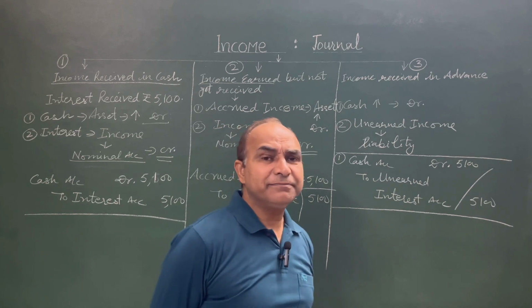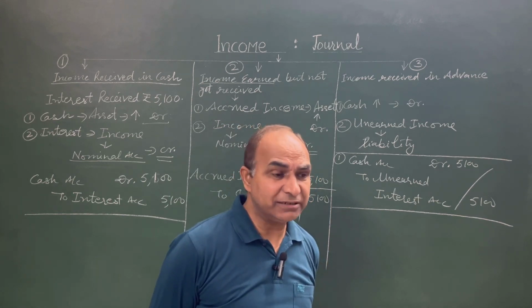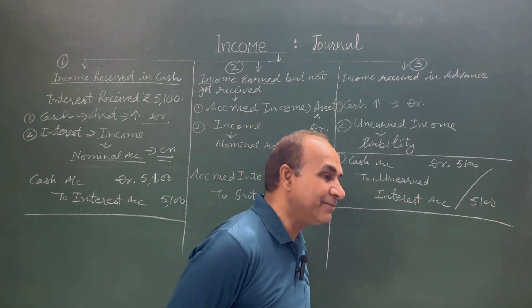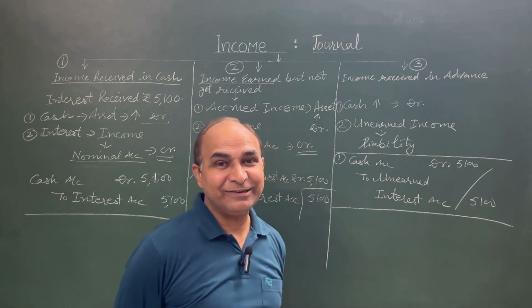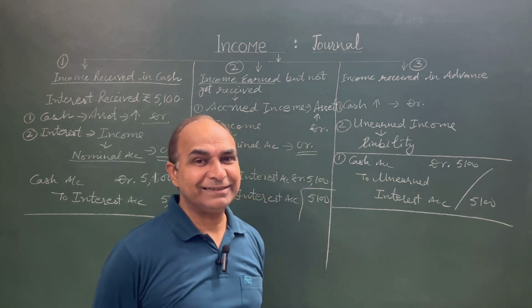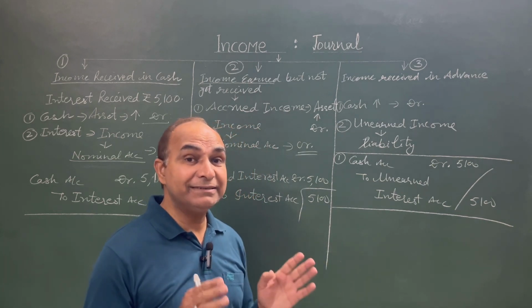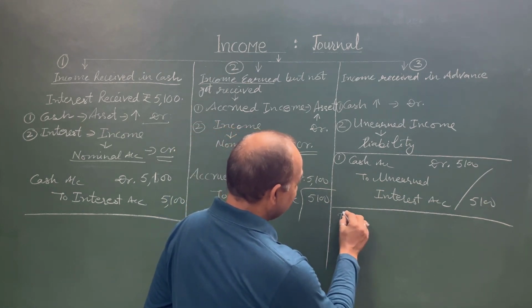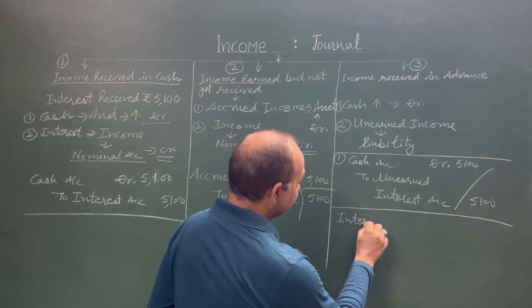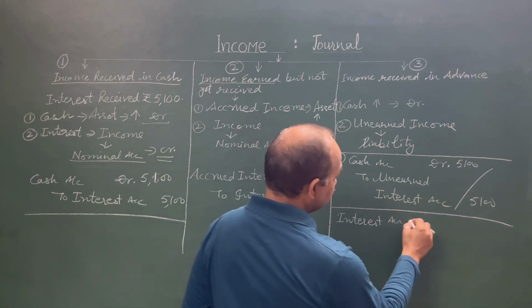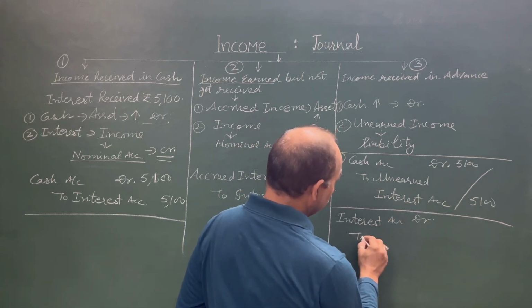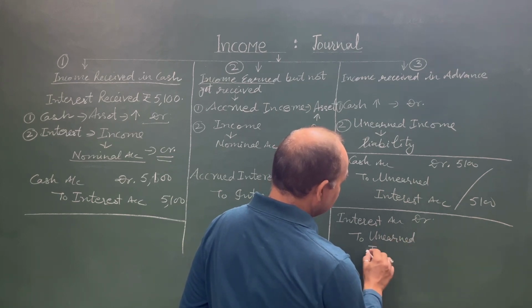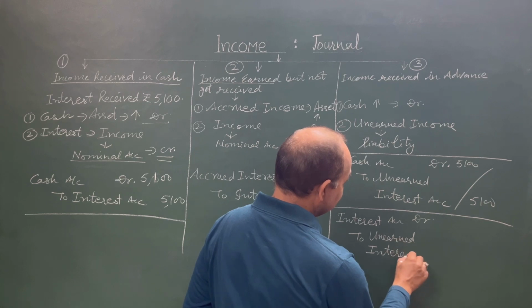But sometimes at the time of receipt of the income, we treat that as income, and while preparing the financial statements, we make an adjustment for that. If an adjustment entry is required to be passed, in that case, this will be the journal entry, friends: interest account debit to unearned interest account. This is the alternative journal entry, friends.